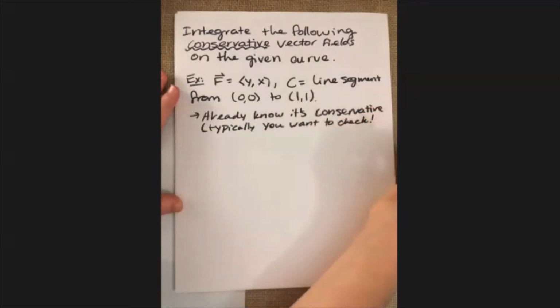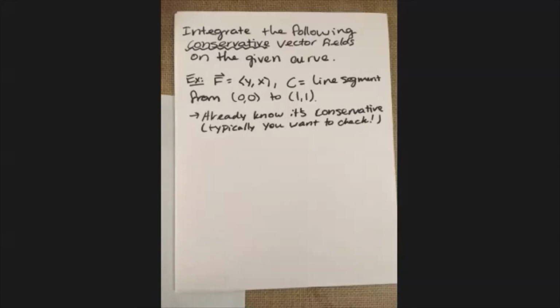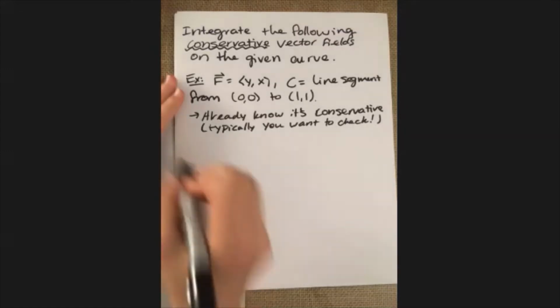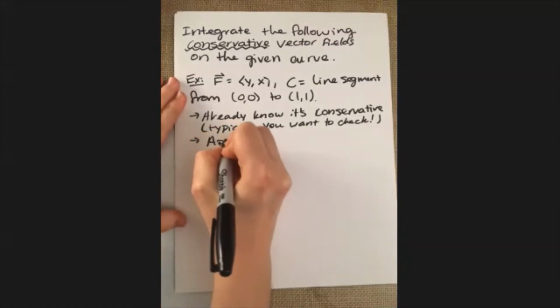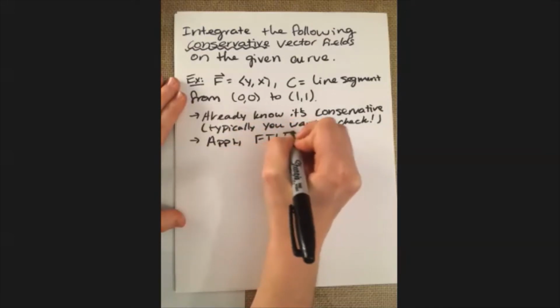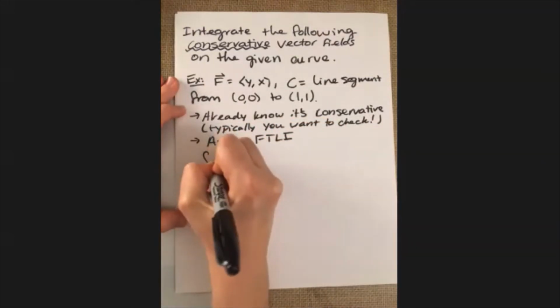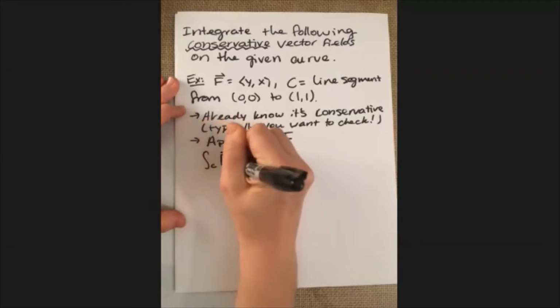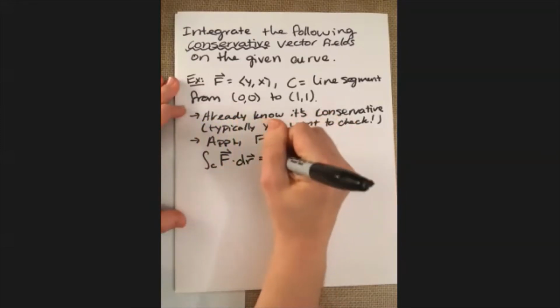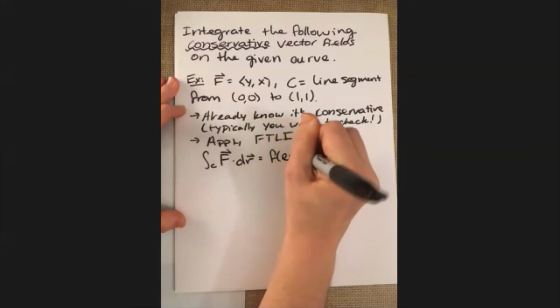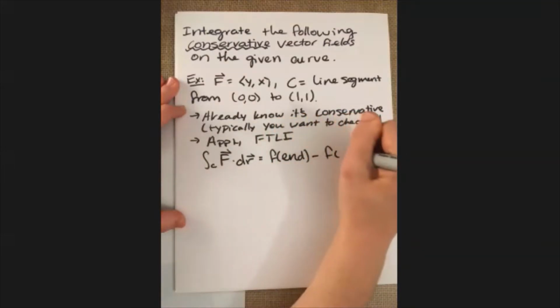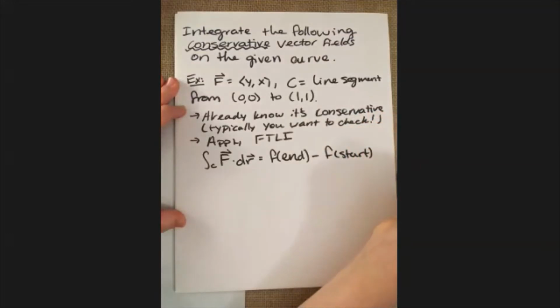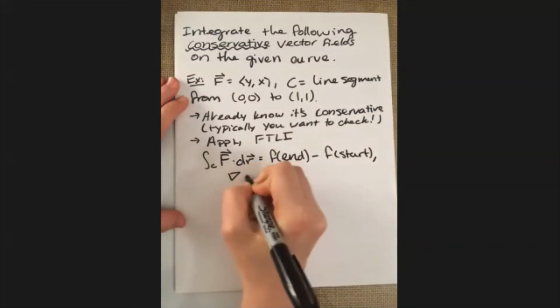And you check that using the test that we learned in a previous video, working with either the curl or checking to make sure that those partial derivatives match up the way that you want them to. But since we're already given that it's a conservative vector field, we're not going to mess with checking, and we're just going to go immediately to applying the fundamental theorem for line integrals. And that tells us that the integral over C of f dot dr can be written as f at the end minus f at the start, where f is our potential function.